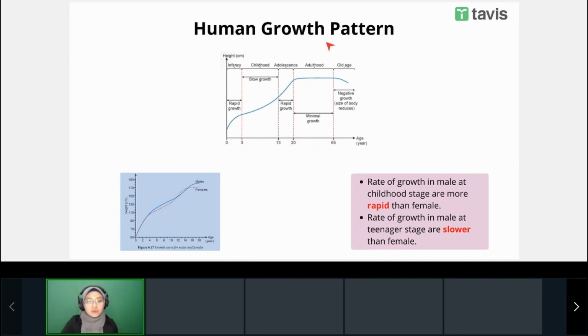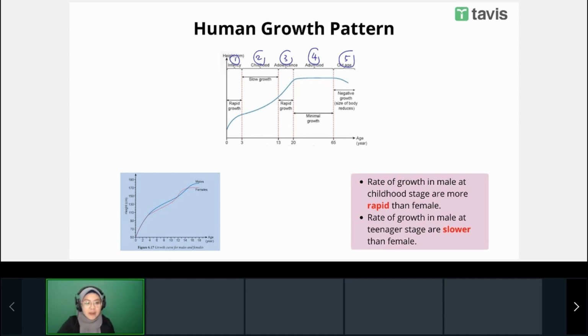Okay, let's go to the human growth pattern. How many stages do we have? We have the stage of infancy, 0 to 3 months old, then 3 to 13 years old, called the childhood stage. Then the adolescent stage, where rapid growth occurs. Then adulthood, 20 to 65, and 65 onward, the old age stage. How many stages do we have? One, infancy, childhood, adolescence, adulthood, and old age.